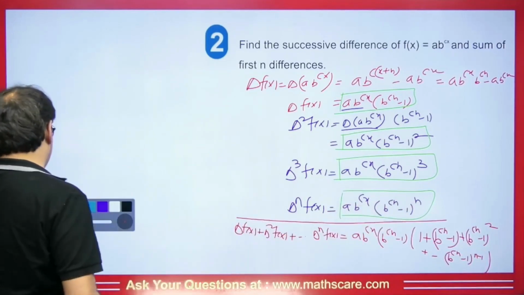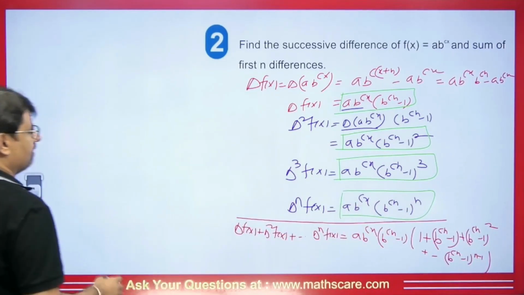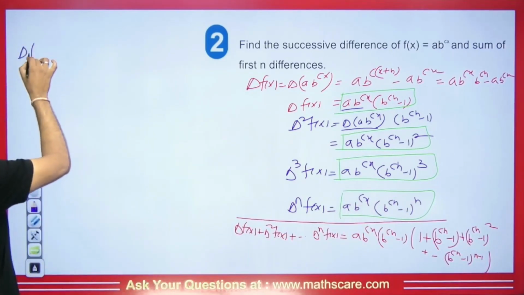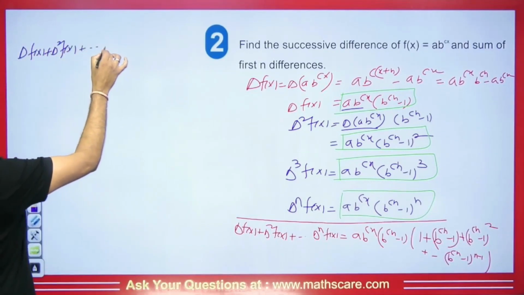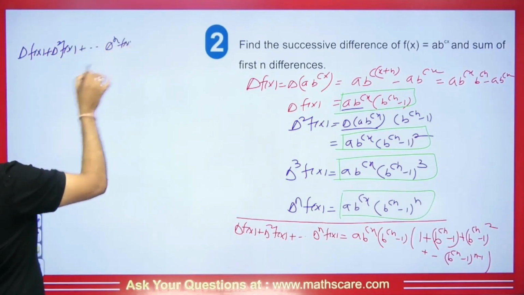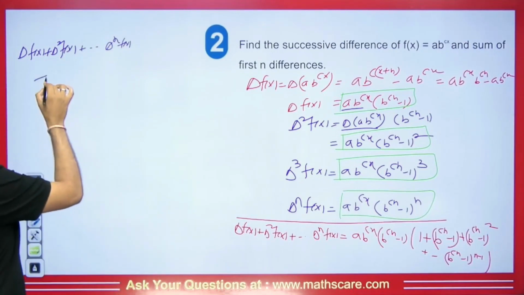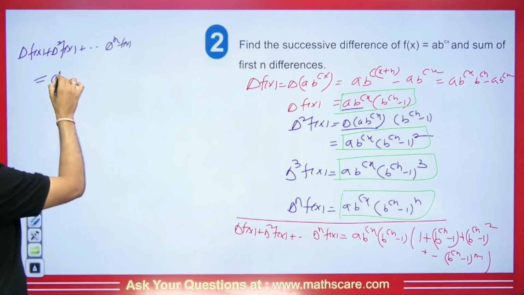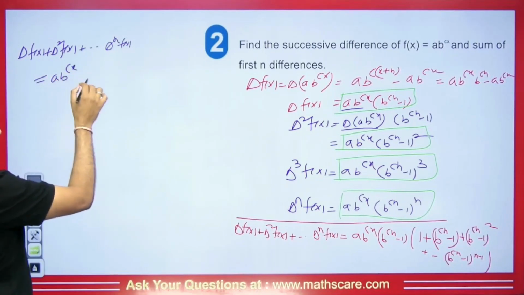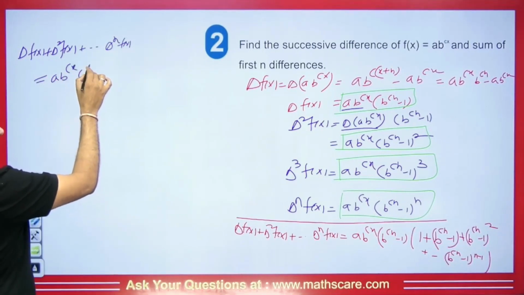This is a geometric series we have. Whenever a geometric series is formed, I am writing here Δf(x) + Δ²f(x), like this, it keeps on going, and this comes as Δ^n f(x). We have a geometric series being formed, and inside this we are talking about the nth degree term. So this will be AB^(Cx), and here it will be B^(Ch) - 1, okay, clear.